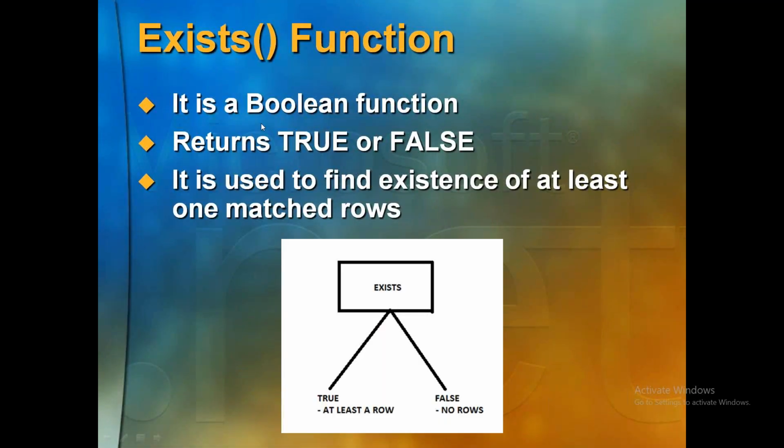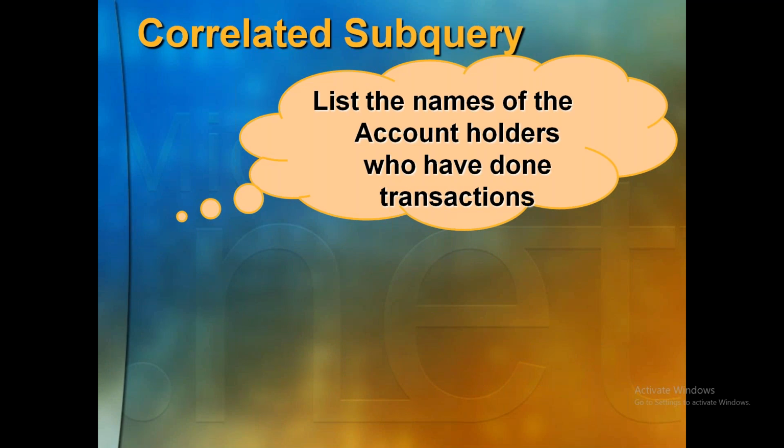It is a Boolean. Boolean means it will give you true or false. A Boolean function means it gives you only either true or false. It is used to find the existence of at least one matched row. If you have at least one row, it will become true. If there is no data, it will become false. That's it, nothing else. The EXISTS function will give you true if you have at least one matching row, else it will give you false. That is what the EXISTS function is. Now, let me go back and write.